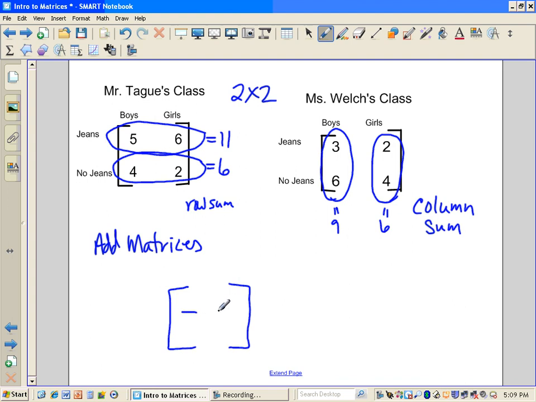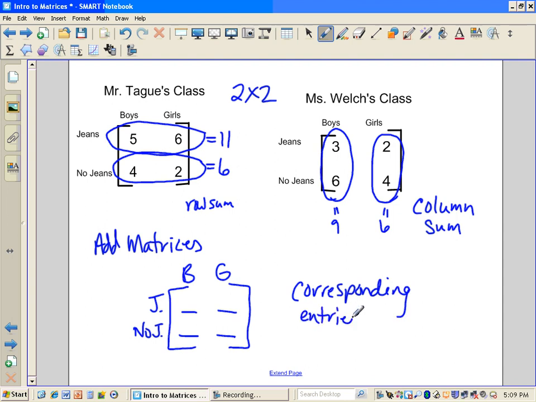So I know I'm going to have something there, something there, something there, and something there. And I'm going to have boys and girls and jeans or no jeans. And then I'm just going to add what we call the corresponding entries. Okay, so add the corresponding entries. Corresponding just means the ones that are matched up in the same position, the same spot.